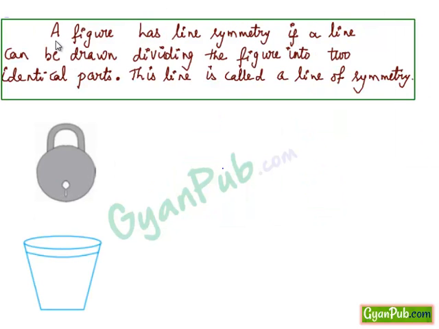So let's see what symmetry means. A figure has symmetry if a line can be drawn dividing the figure into 2 identical parts. This line is called a line of symmetry. Taking the example of the first one, a lock. Here if we divide this lock through the L1 section, the half of the left is the same as the half of the right. Hence, it is a symmetrical object.